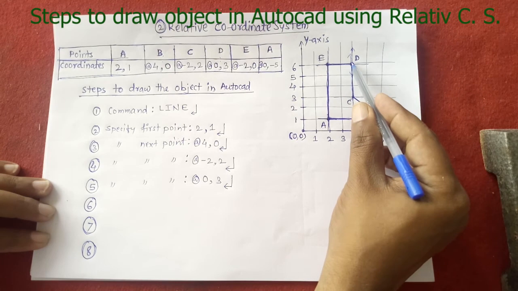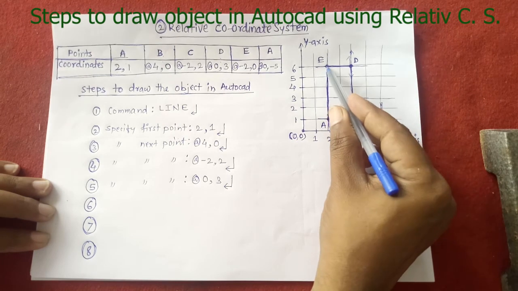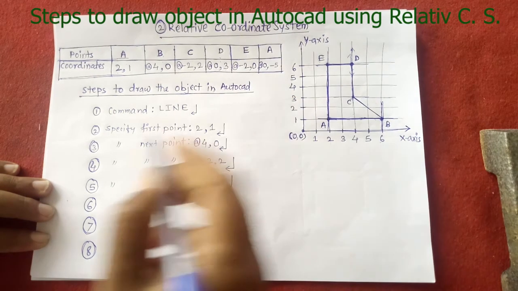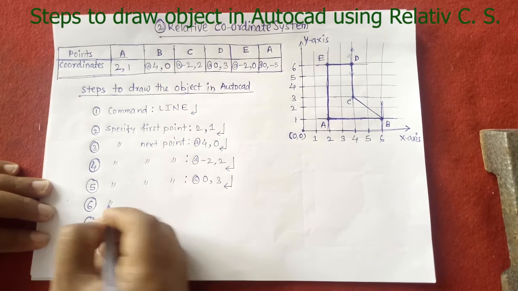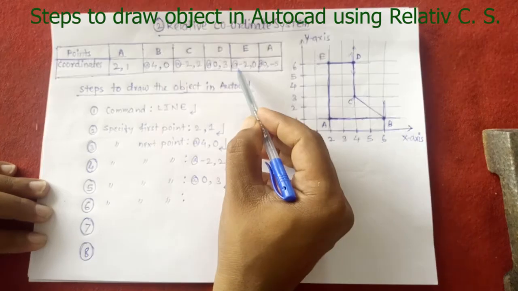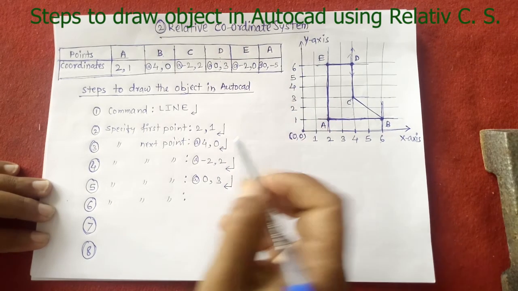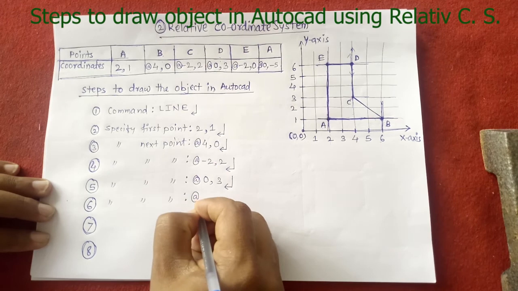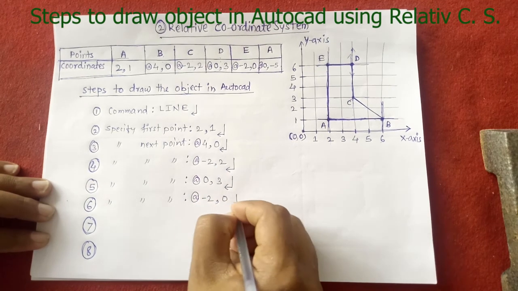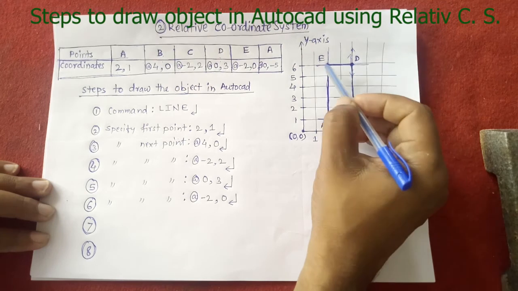Next, to draw this line D to E, we must enter the coordinates of a point E. The coordinates of a point E are @-2, 0. So system will ask us specify next point and then enter the coordinates of a point E in the command prompt. Write down @-2, 0 and press enter button. So the line from D to E will be drawn.